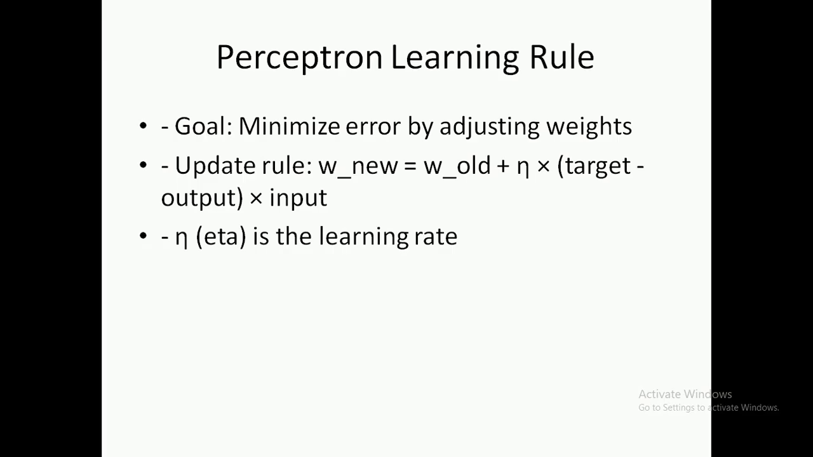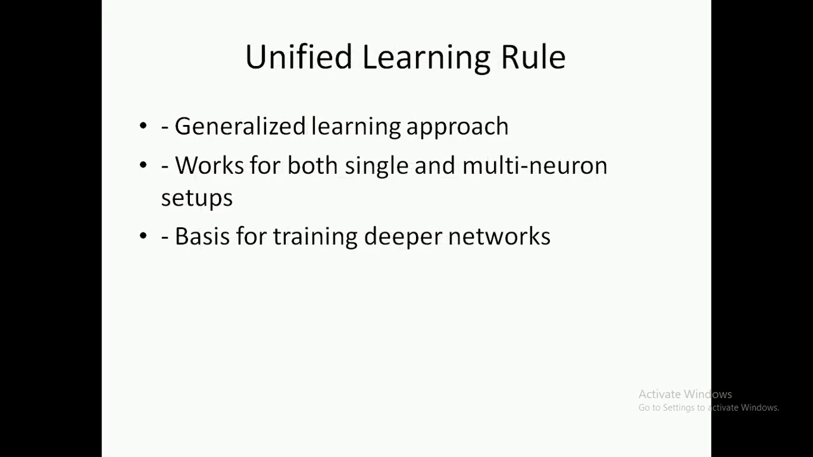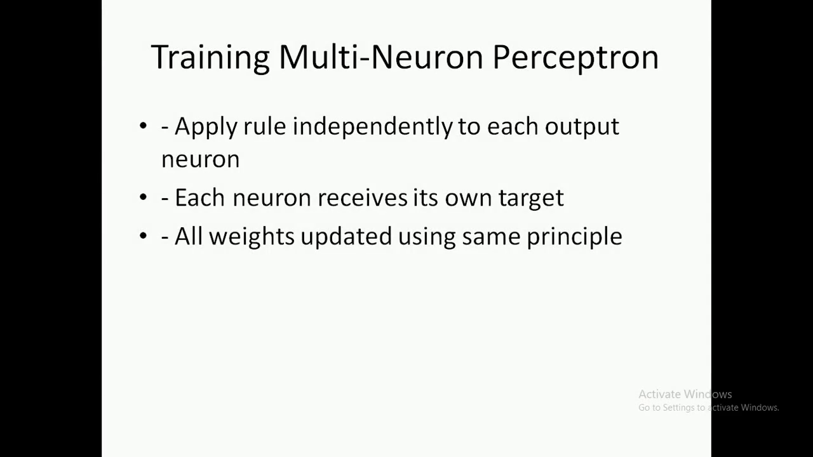3. Perceptron learning rule. Learning in perceptrons is about adjusting weights to minimize error. Constructing the learning rule: use the difference between actual and predicted output. Update weights: W_new equals W_old plus eta times target output times input. Unified learning rule: a generalized version that can apply across single or multiple outputs. Training a multi-neuron perceptron: apply the same rule to each output neuron. All neurons are trained independently using their own target value.